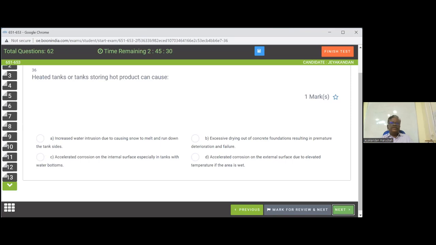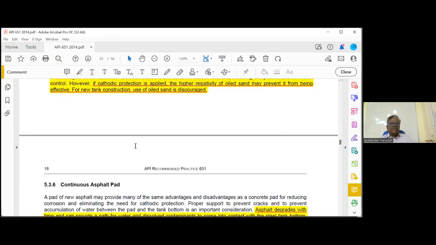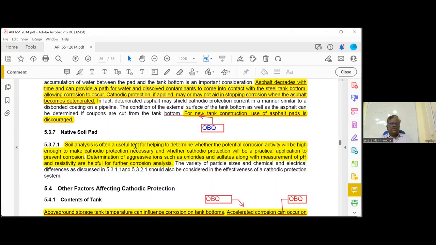Heated tank or tank storing hot water can cause accelerated corrosion on the internal surface, especially in tanks with a water bottom. So heated tanks or tanks storing hot products can cause... Okay. Where is it given? 1.4.1. Okay.